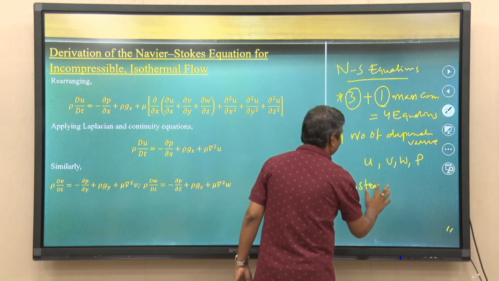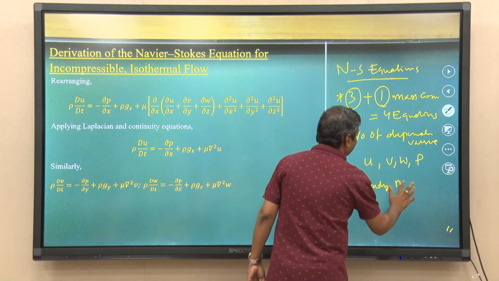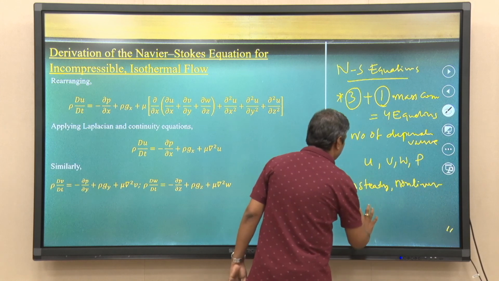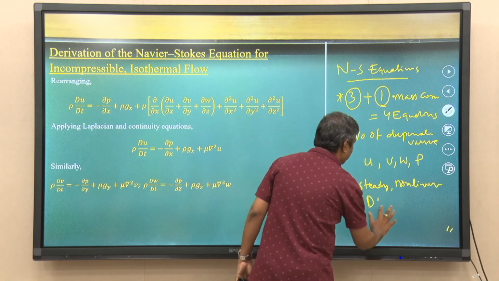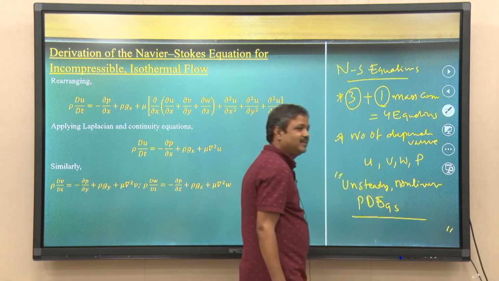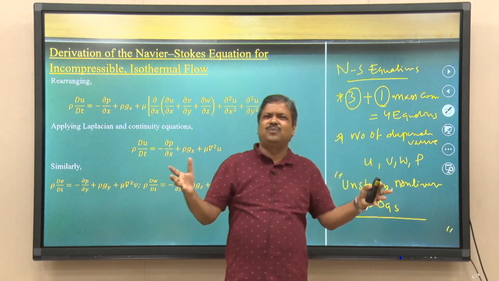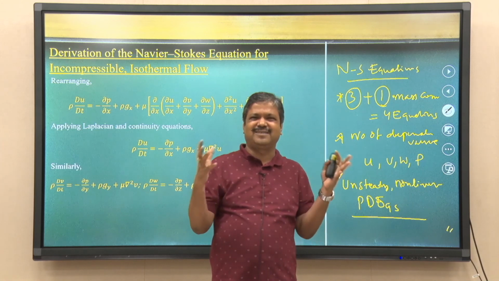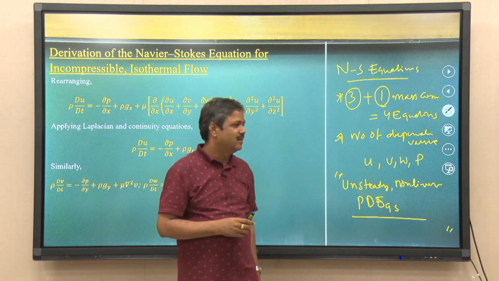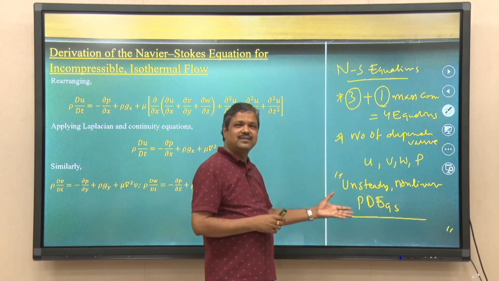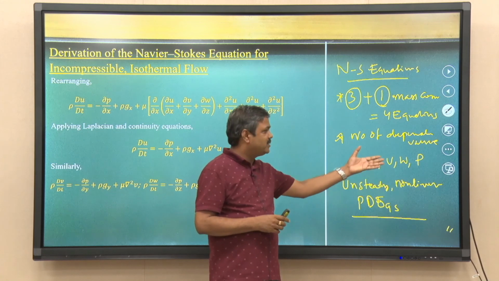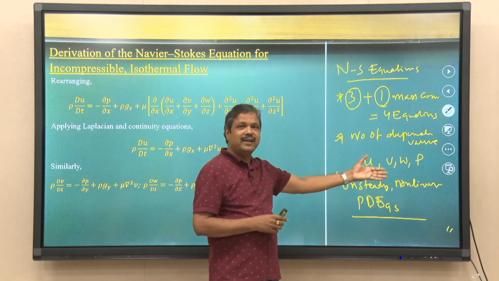and the equations are non-linear partial differential equations. So, we may not have exact solutions, unless it is a very simplified case; otherwise we need to do a lot of approximations to solve these equations, because still it is 4 equations and 4 dependent variables.